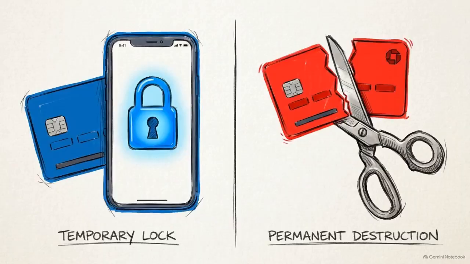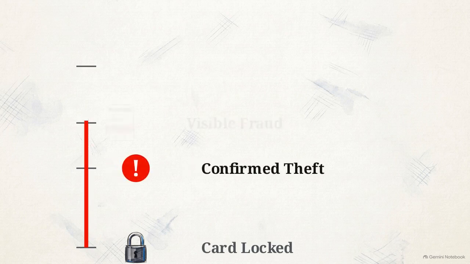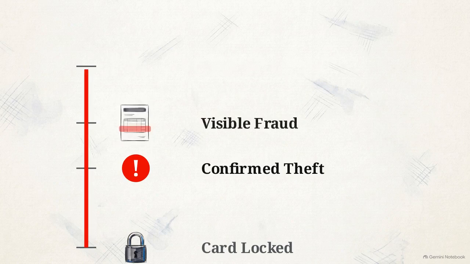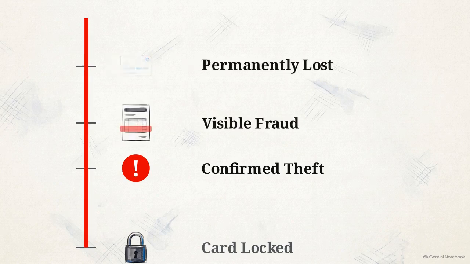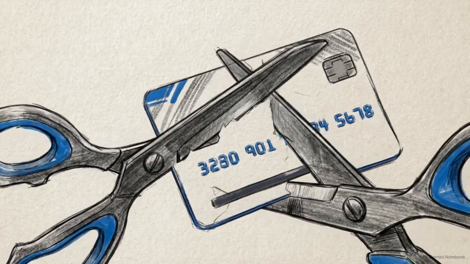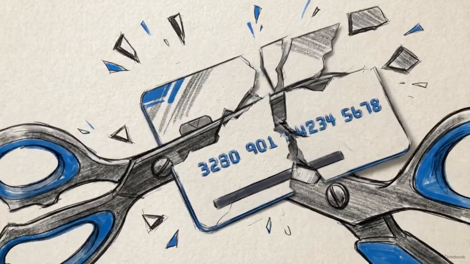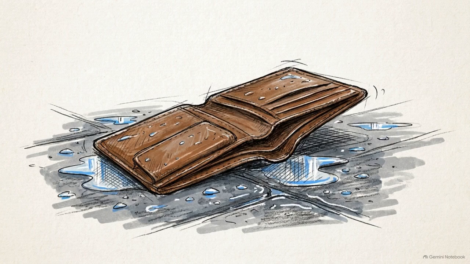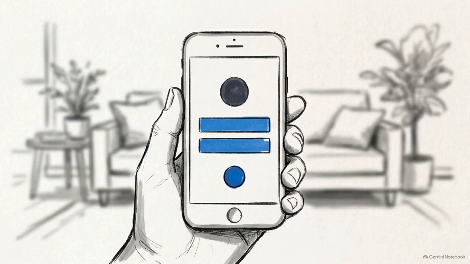It is important to contrast the temporary nature of the app's lock feature with the permanent nature of the Replace Card protocol. You should only escalate from a lock to a replacement when you reach a specific threshold: confirmed theft, visible fraud on your statement, or absolute certainty that the card is permanently lost. Initiating a replacement causes the immediate death of your old card number. The bank will issue a completely new account sequence. By utilizing the lock feature first, you stop being a passive victim of a lost wallet and become the immediate line of defense for your own financial security.